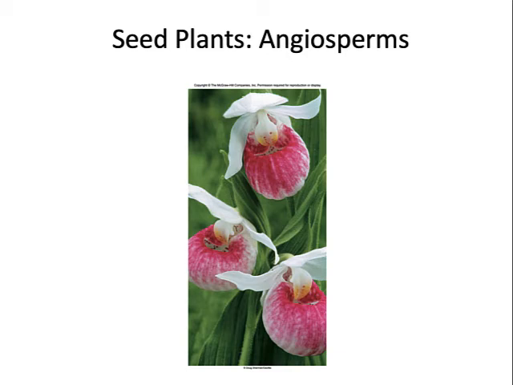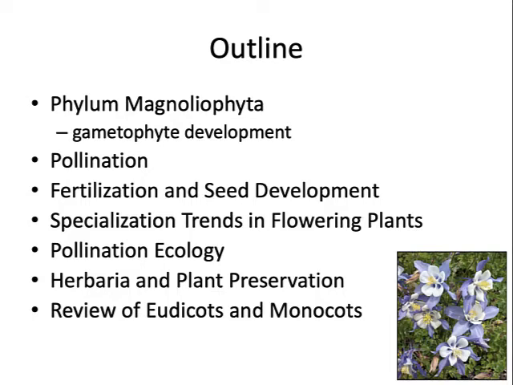Hello, class. Today we're going to lecture on the other group of seed plants, which is the angiosperms. Our outline is as follows. First, we'll learn about the phylum to which the angiosperms belong, which is Magnoliophyta, focusing on gametophyte development. Then we'll learn about pollination and fertilization and the resulting seeds that develop inside of fruits. We'll talk about some specialization trends in the flowering plants.